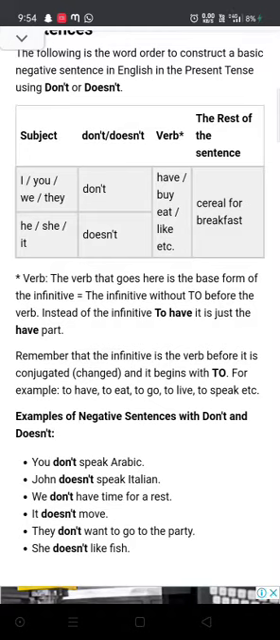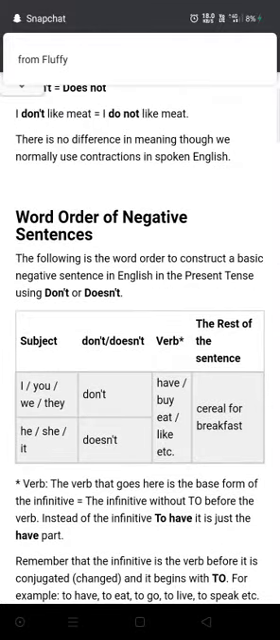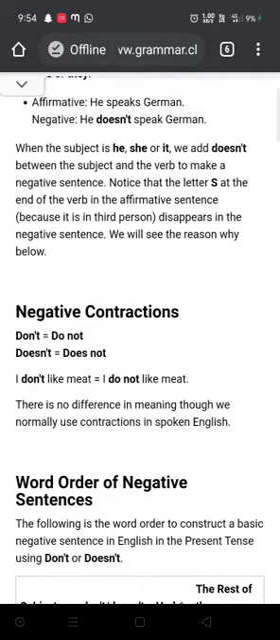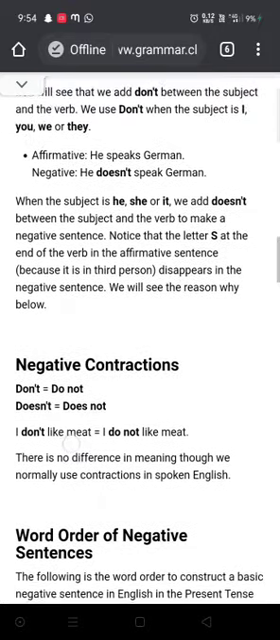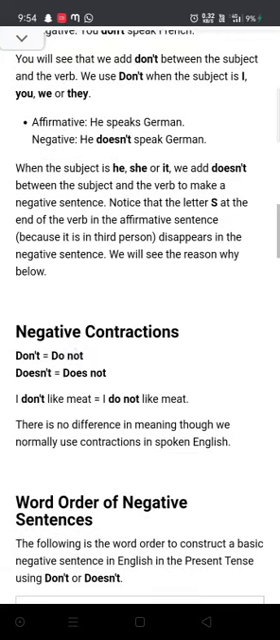When the subject is he, she or it, we add doesn't between the subject and the verb to make a negative sentence. Notice that the letter s at the end of the verb in the affirmative sentence, because it is in third person, disappears in the negative sentence. The example here is he speaks German. This is a normal sentence in present tense, and the negative of the sentence is he doesn't speak German. Notice that the verb speak was written as speaks in the affirmative and as speak in the negative.